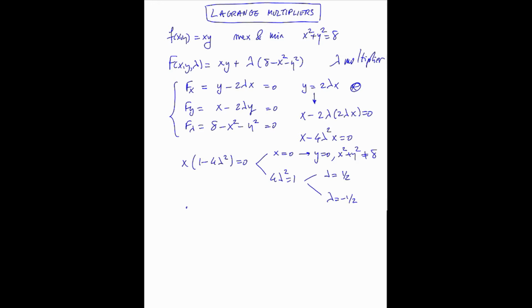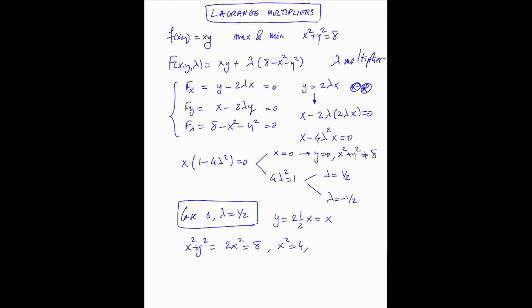First case, lambda equals 1/2. In this case, again, y is equal to 2 times 1/2 of x, which equals x. And so x squared plus y squared becomes 2x squared equals 8, x squared equals 4, x equals 2 with y equals 2, and x equals minus 2 with y equals minus 2. And we got 2 points, (2, 2) and (minus 2, minus 2).